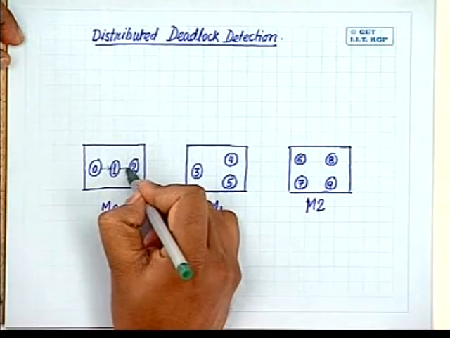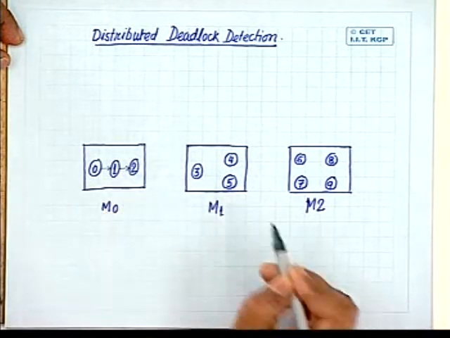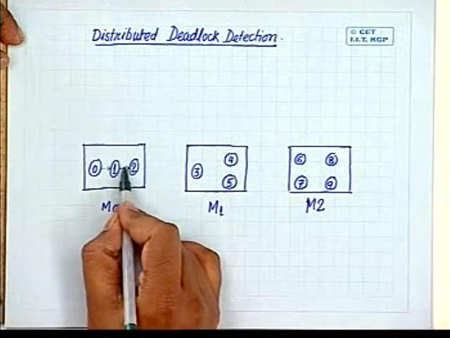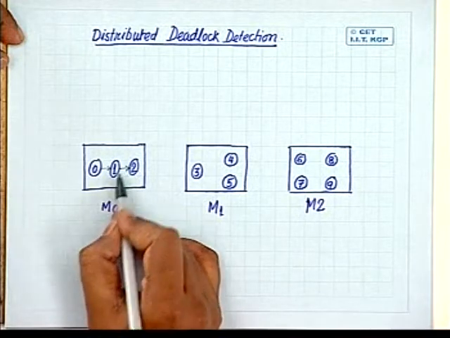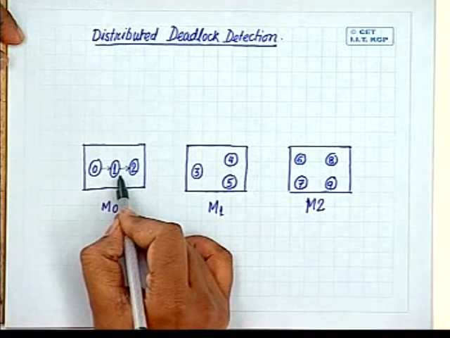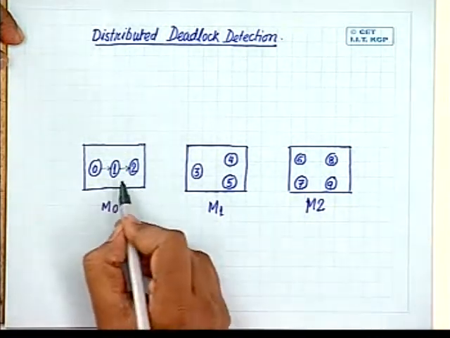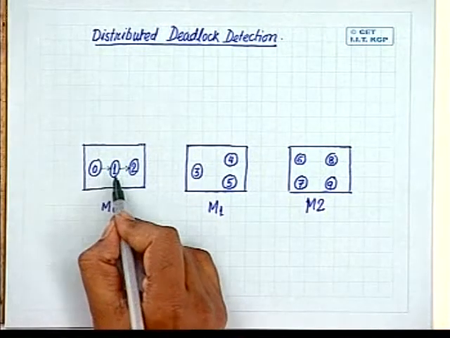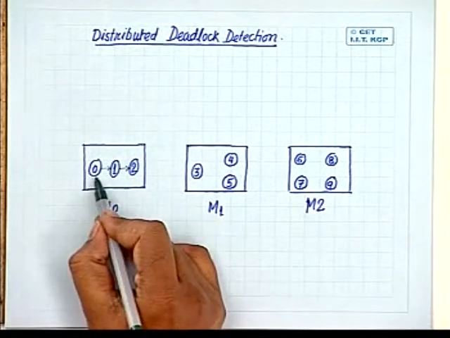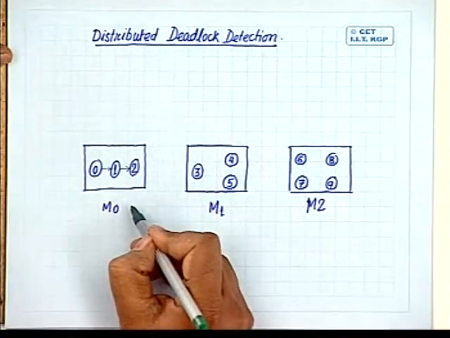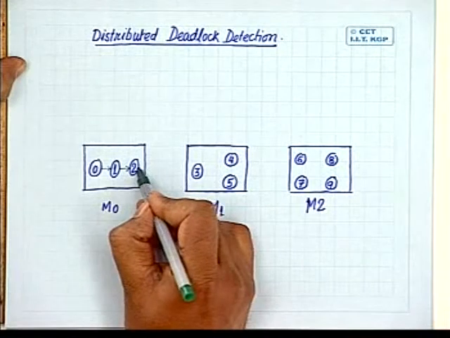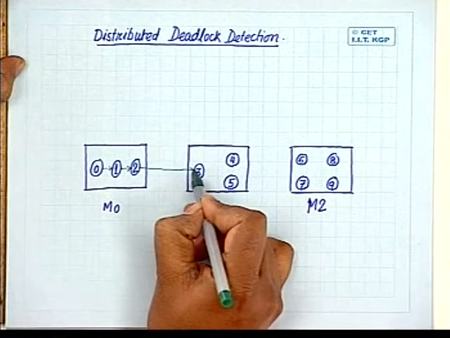Process 1 puts a request for a resource which is currently held by process 2. So effectively what we are doing is we are removing the resource nodes in this resource allocation graph. So we are converting this to a wait for graph, as if process 0 is waiting for some resource to be released by process 1. Similarly, process 2 of machine M0 is waiting for some resource to be released by process 3 of machine M1.